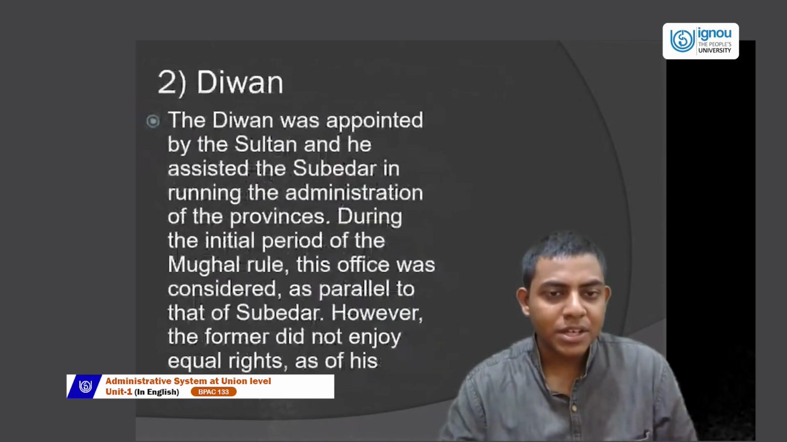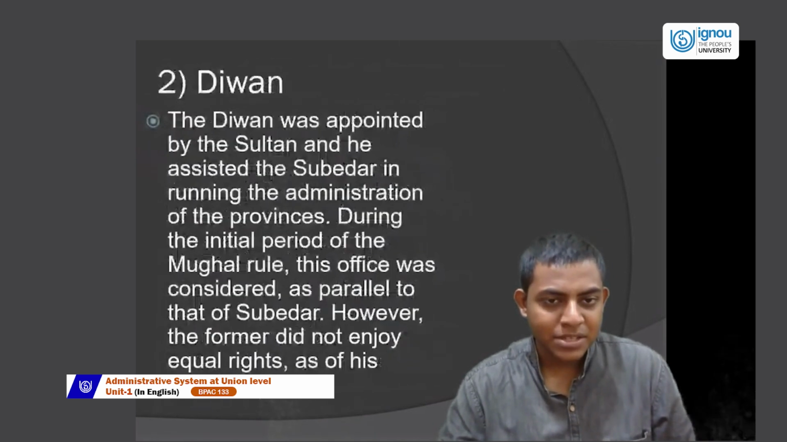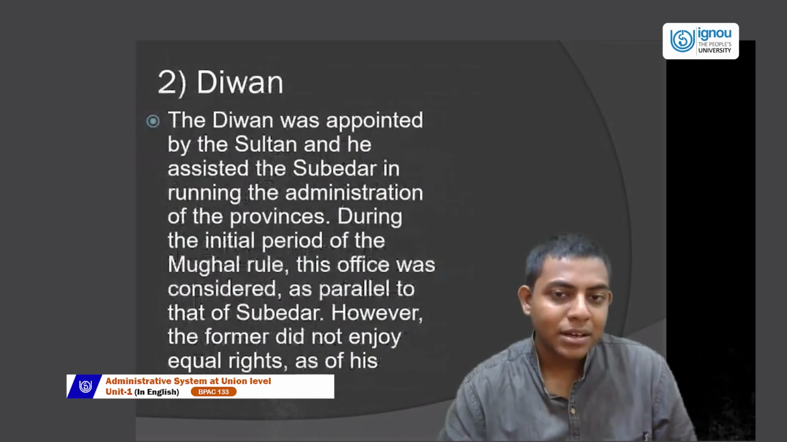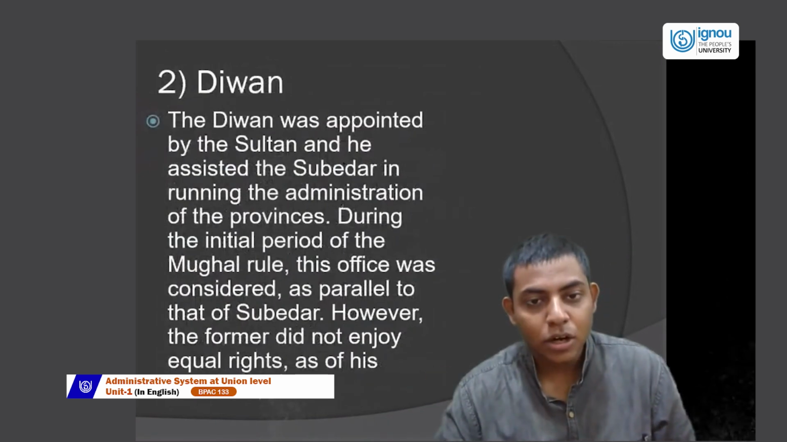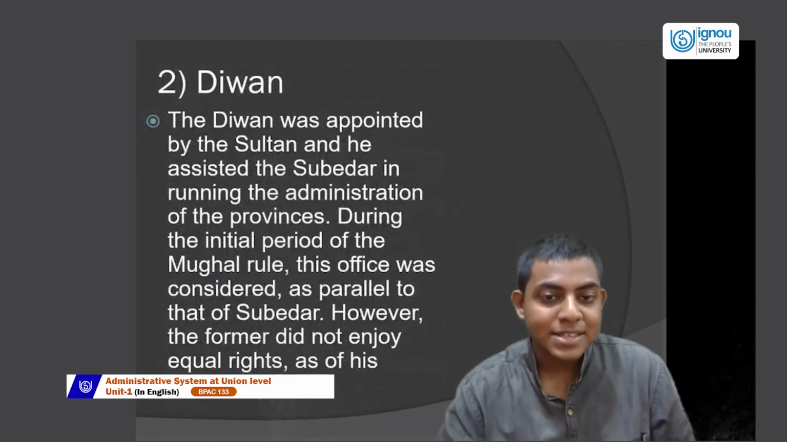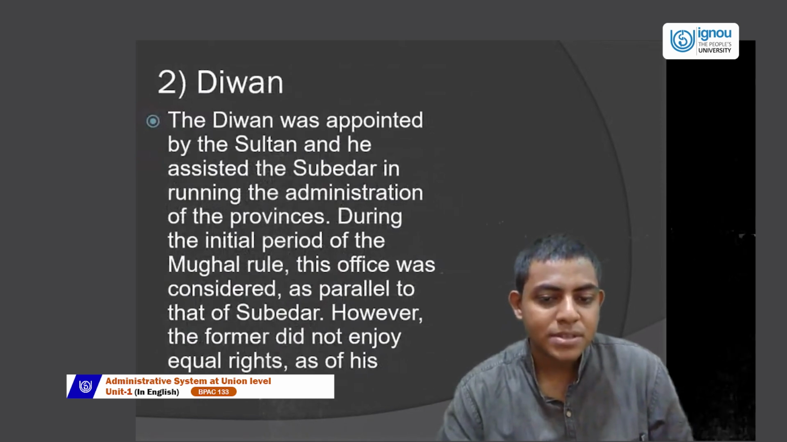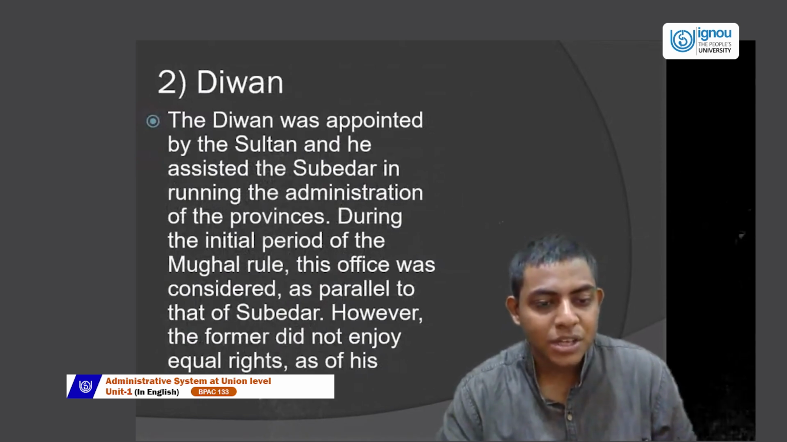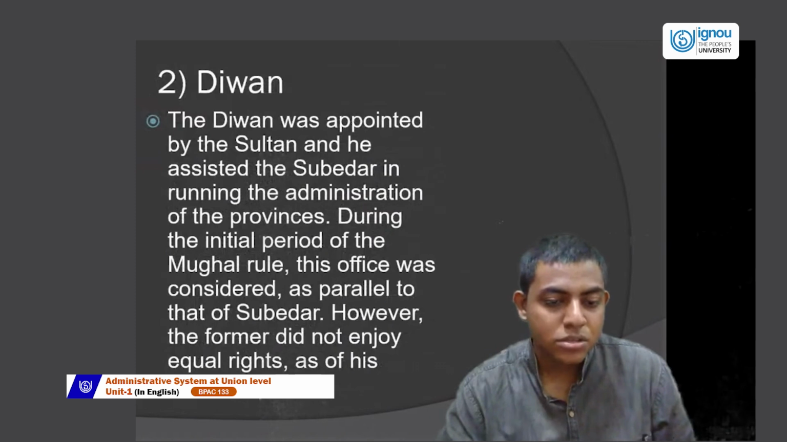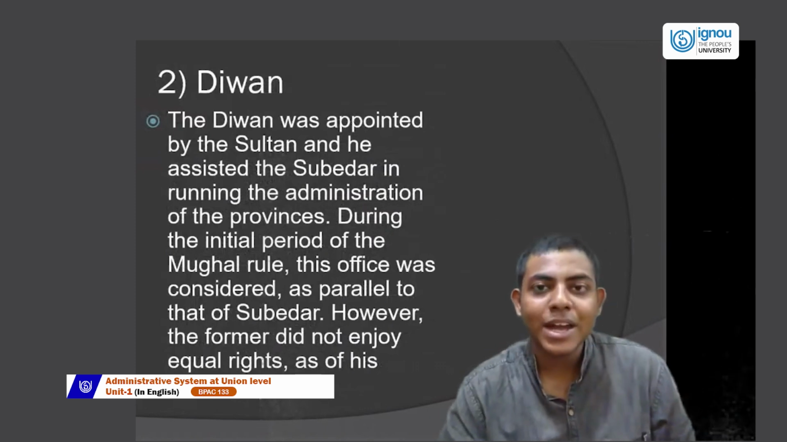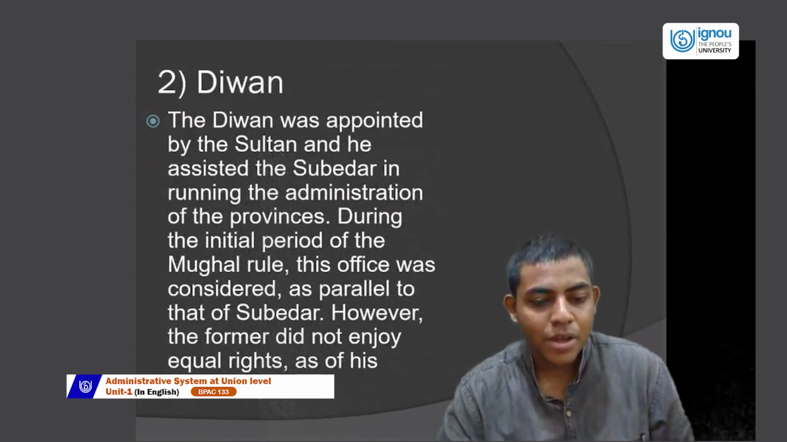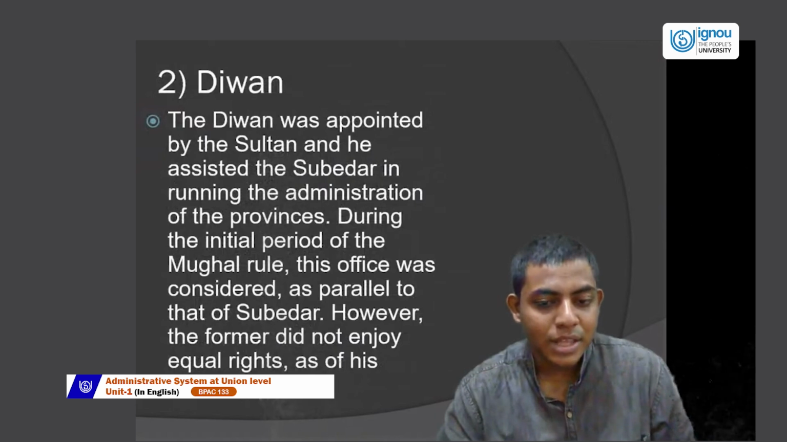The second official at the provincial administration was again the Diwan. The Diwan was appointed by the Sultan, not by the Subedar, and he assisted the Subedar in running the administration of the province. And during the initial Mughal period, this office was also considered parallel to that of the Subedar only. However, the Diwan did not enjoy equal rights like the Subedar.